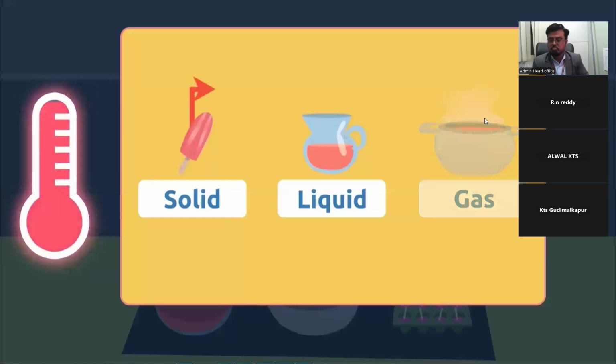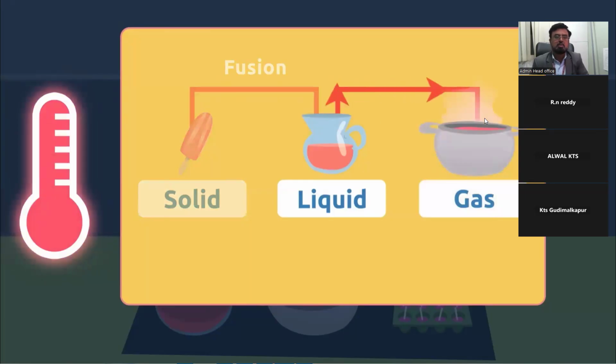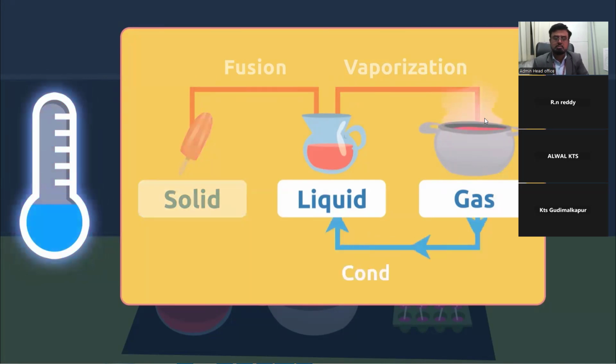If we heat solid matter, it becomes a liquid. We call this process fusion. If we heat liquid matter, it becomes a gas. We call this process vaporization. These 2 processes can occur the other way around. This happens when we cool matter instead of applying heat. If we cool a gas, it becomes a liquid. This process is called condensation.